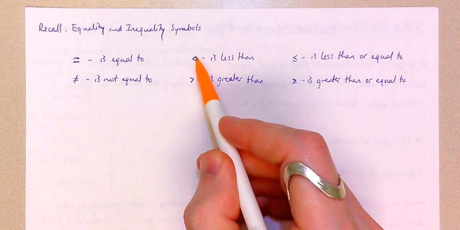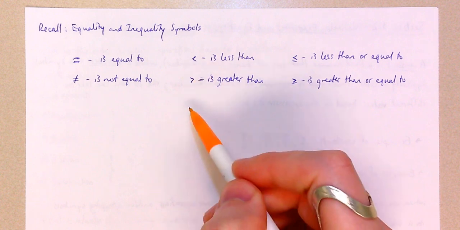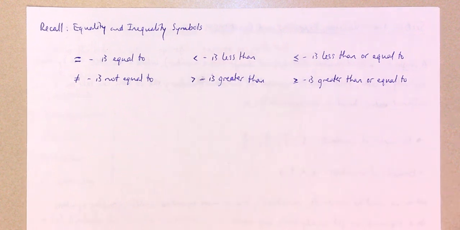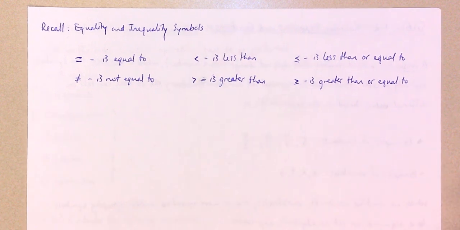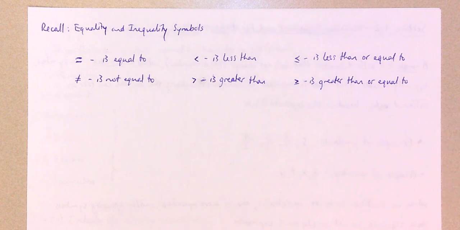Here, the arrowhead where the point is facing to the left, this is the less than sign. Again, it's less than because we typically read from left to right. Here, the arrowhead with the point going to the right, we say is the greater than sign.